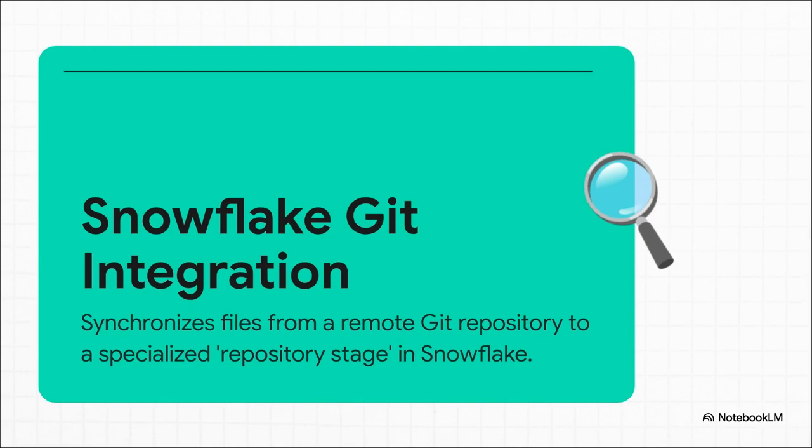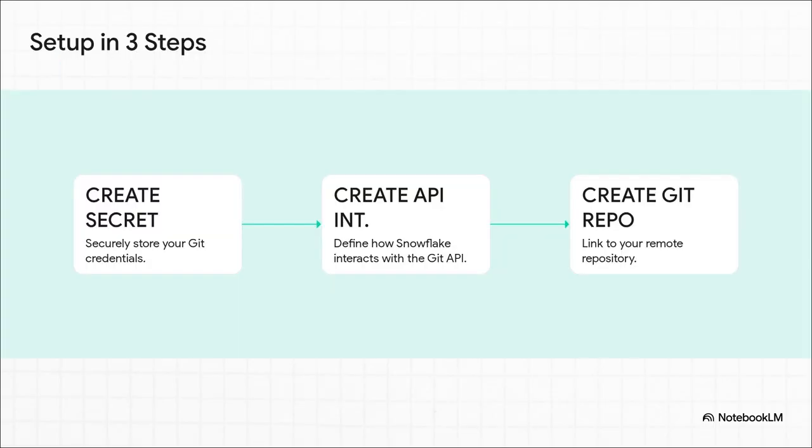What it does is let you link a remote Git repo, from GitHub, GitLab, whatever you use, and basically sync it to a special kind of stage right inside Snowflake. Now you have this read-only copy of your entire repository, your single source of truth for code, living right next to your data. And you know what? Getting this set up is surprisingly easy.